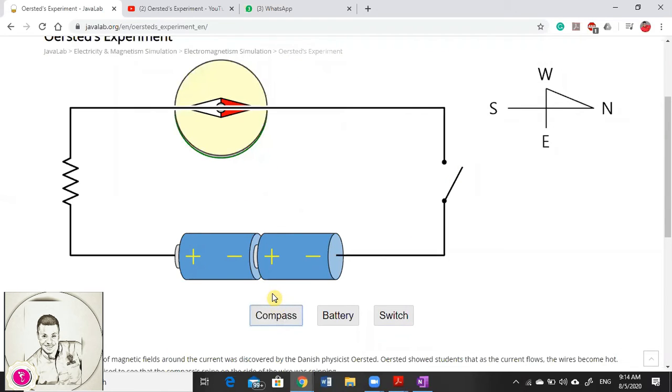However, in his experiment, he found out something very interesting. Let's see what we can observe. What did you guys see just now? The compass was moved. Good. Anything else?